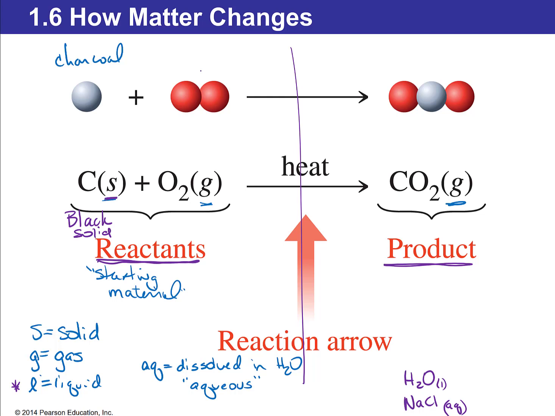And see how you end up at the end. One little gray ball is still one little gray ball. 2 red ones are still 2 red, but now they're combined. So you see how you don't gain, you don't lose. They're exactly the same. So one carbon atom reacts with one oxygen atom and forms one molecule of carbon dioxide.